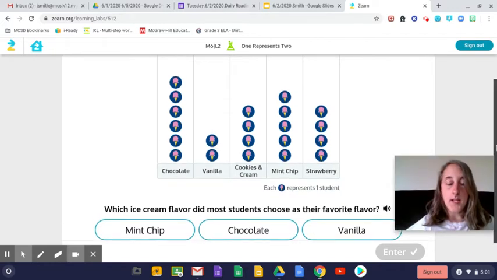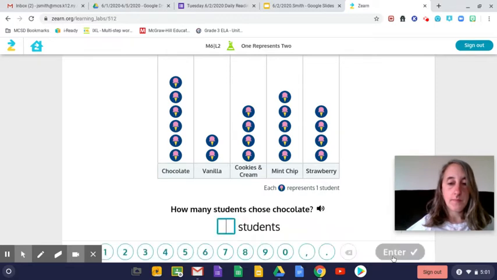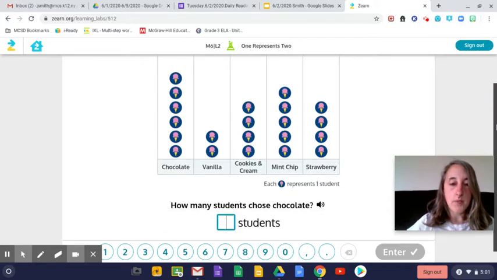Let's see. It looks like chocolate was the favorite flavor because it has the most ice cream cones. 1, 2, 3, 4, 5, 6. How many students chose chocolate? Well, we just counted. 6.